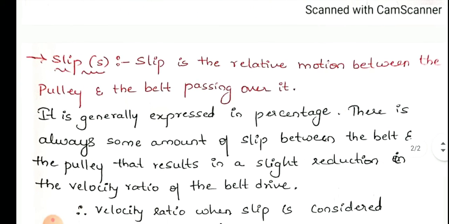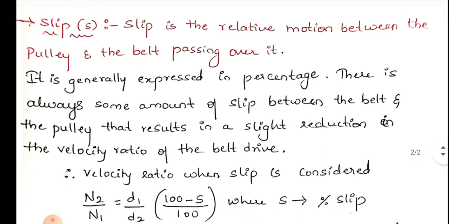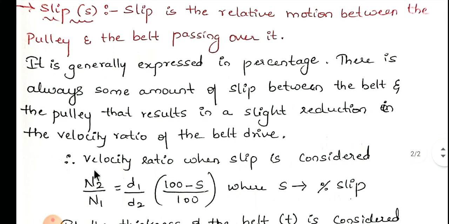slip, which you can see in belt drives. Slip is the relative motion between the pulley and the belt passing over it. Generally, slip is expressed in percentage. Always there will be some amount of slip between the belt and the pulley, which results in a slight reduction in the velocity ratio. Because of the slip, the velocity ratio is reduced.